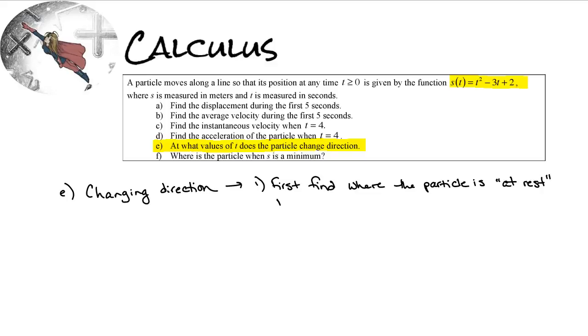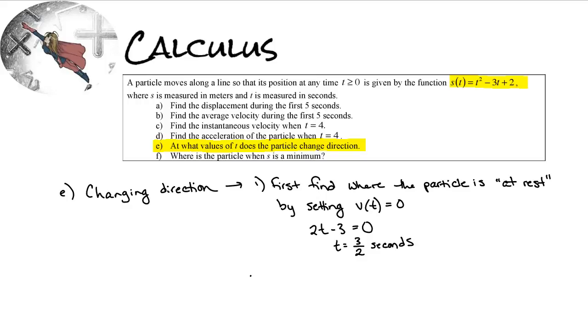And you do this by setting v of t, the velocity, equal to 0. Because if something's at rest, it's not moving. So the velocity, which we found on a previous part, was 2t minus 3. And we set that equal to 0 and solve. T will end up equaling 3/2. And that's step 1. So we know that for sure the particle is at rest at 3/2 seconds.